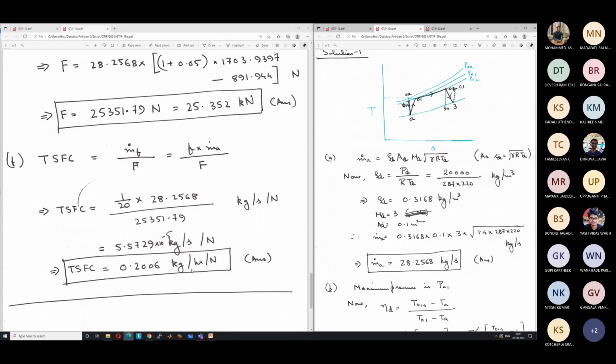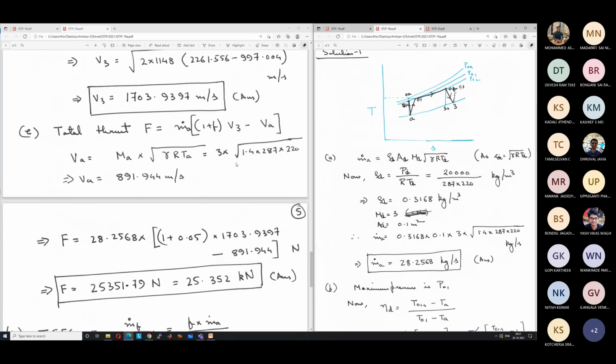You can obviously find out the overall mass flow rate of fuel also, the fuel consumption, which is f into m dot a. So 0.05 into 28 point something, so it will be 1 point something kg per second. That is the mass flow rate per second. So this is how you need to solve a problem.